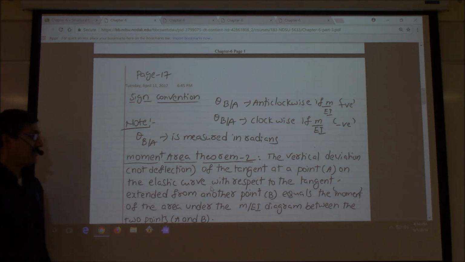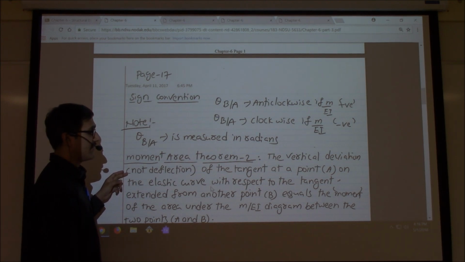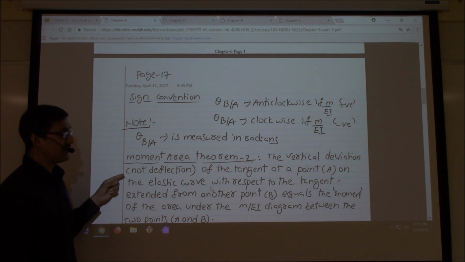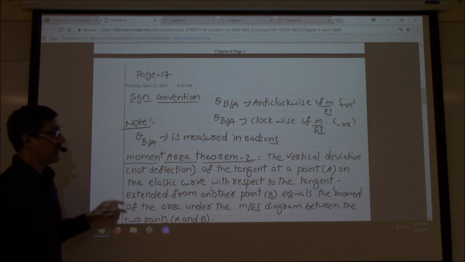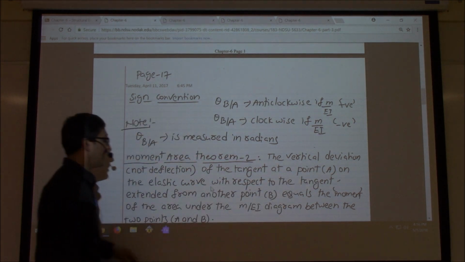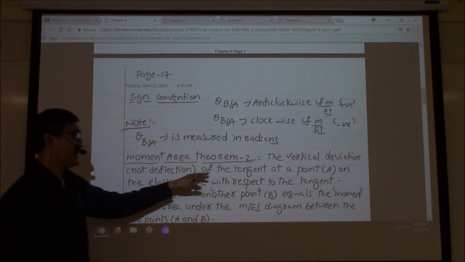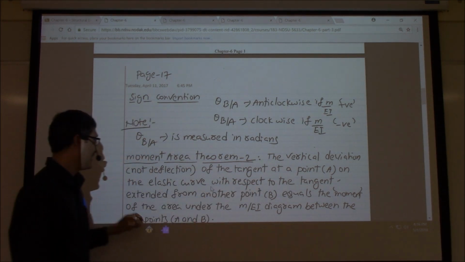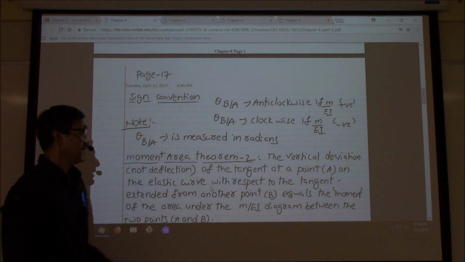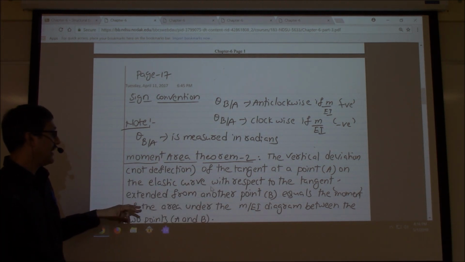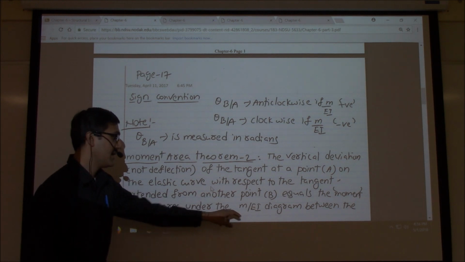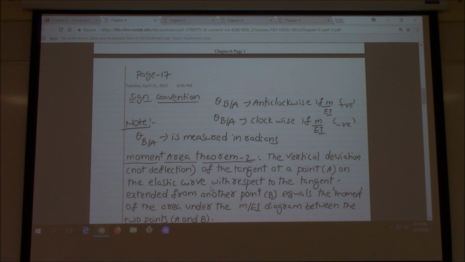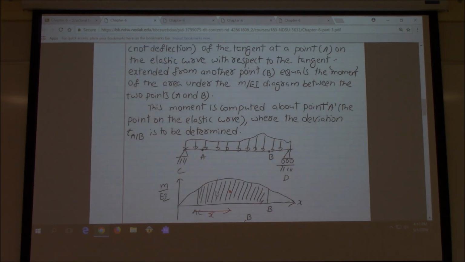Moment area theorem number 2 is a theorem that will help us find the deflections. But the most important thing is that moment area theorem number 2 doesn't give you the deflections directly. Instead, it gives the vertical deviation, not deflection, of the tangent at a point A on the elastic curve with respect to the tangent extended from another point B, and that is evaluated by taking the moment of the area under the M by EI diagram between the 2 points A and B. I know that this might sound like Greek and Latin, so let's look at the diagram here.